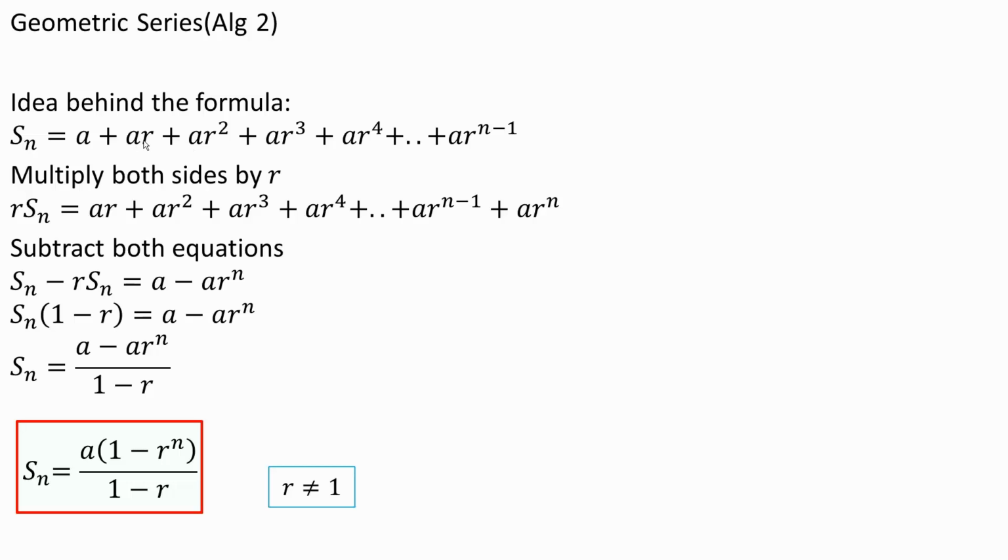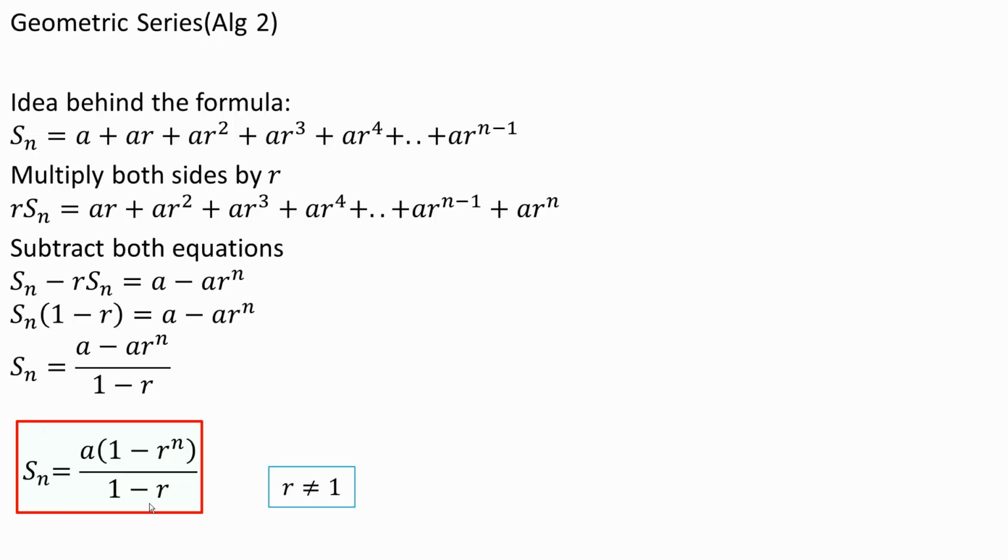Let's say r. For example, your first term is a, your second term will be a times r, your third term will be a times r squared, because each term is being multiplied by a constant. And so what I would get is a plus ar plus ar squared plus ar cubed plus ar to the fourth plus dot dot dot plus ar raised to n minus 1.